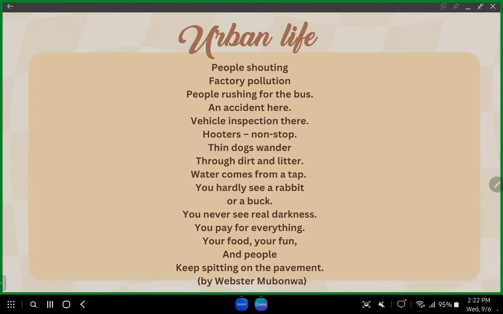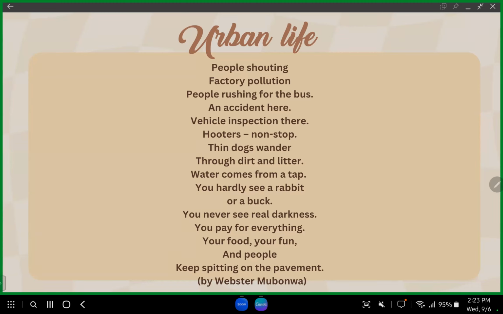And then when they say you never see real darkness, as we all know, the city is always busy. So when you're in the city, it's always lit up because people are always moving. So even at night when it's supposed to be dark, there are so many lights that are switched on. So that's why they say you never see real darkness.